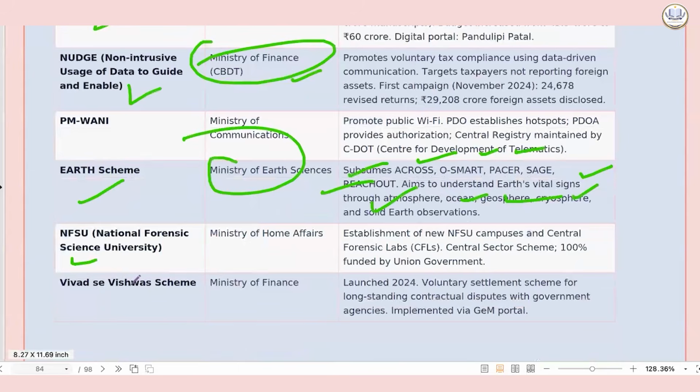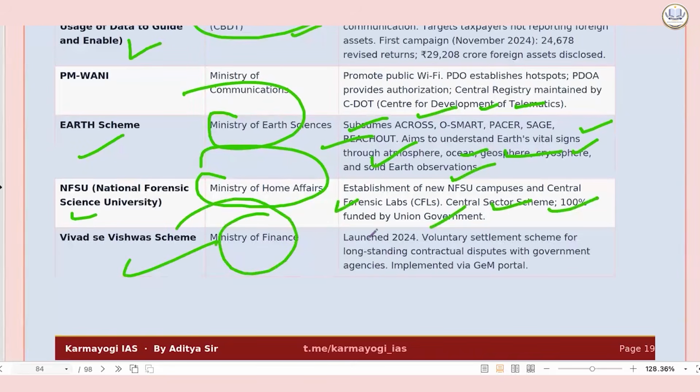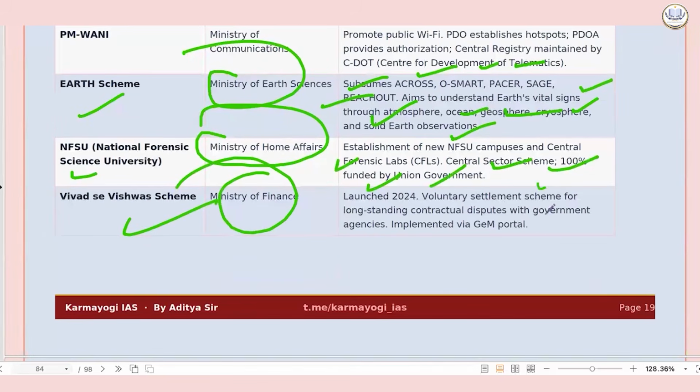Then we have NFSU, the National Forensic Sciences University, under the Ministry of Home Affairs, for establishment of new NFSU campuses and central forensic labs. It is a central sector scheme, 100% funded by the Union Government. Vivad Se Vishwas, Ministry of Finance, launched in 2024, is a voluntary settlement scheme for long-standing contractual disputes with government agencies, implemented via the GeM portal.